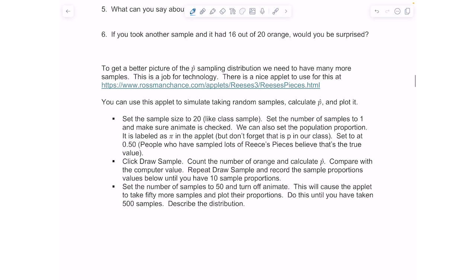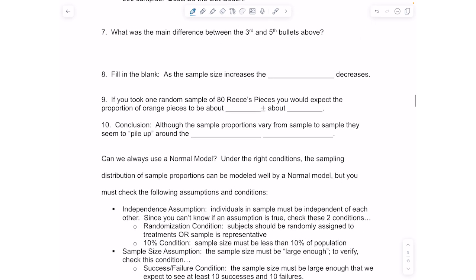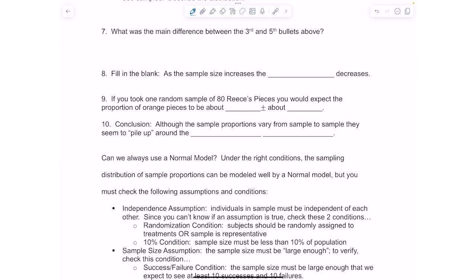So again, I would suggest that you do that little activity and answer the questions so you can see what's going on there. And then you'll want to go to this website to also try this simulator so you can see what a p-hat sampling distribution is. And there are questions for you to answer there as well.